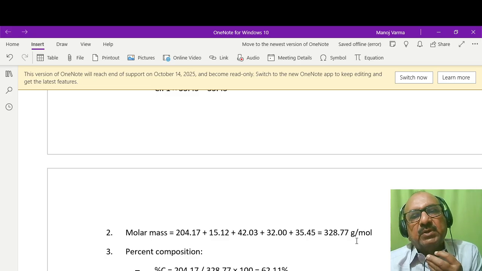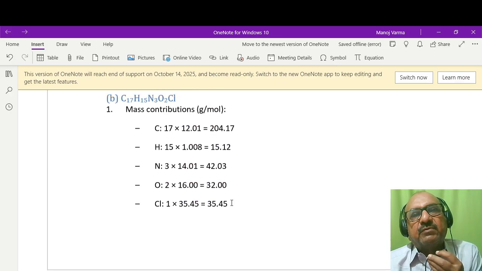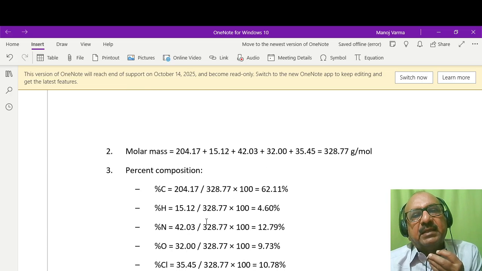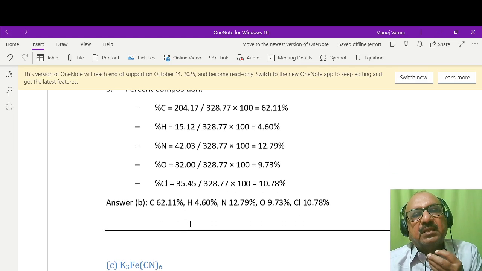328.77 grams per mole. And for finding out the percent composition of each element, this will remain the total 328.77, and then you take carbon from here, similarly hydrogen, nitrogen, oxygen and chlorine, and then substitute for each one where the total remains the same, and then times 100. That gives you the percentage of each element which is present in the compound. So this is the final answer.